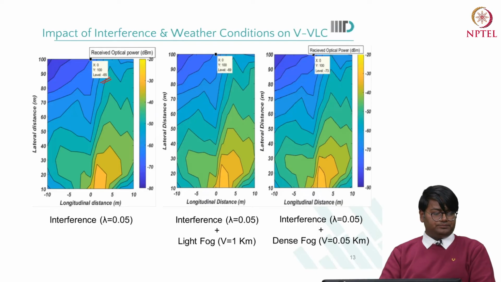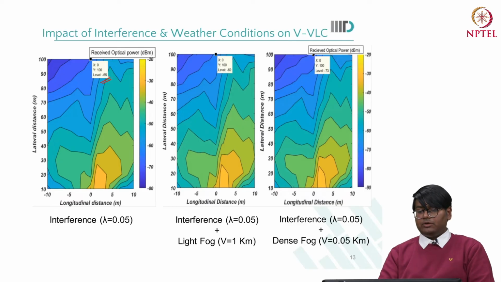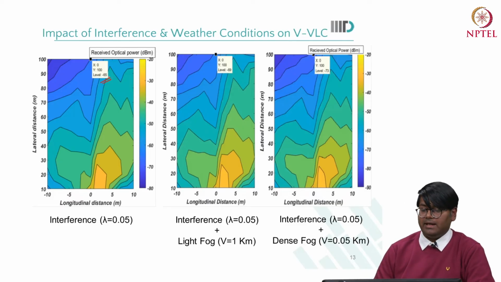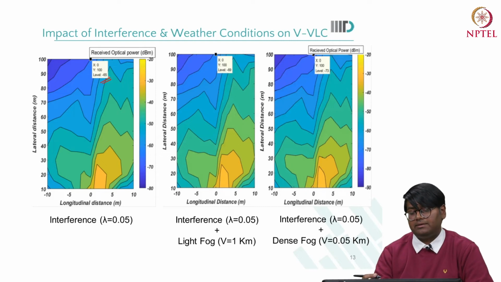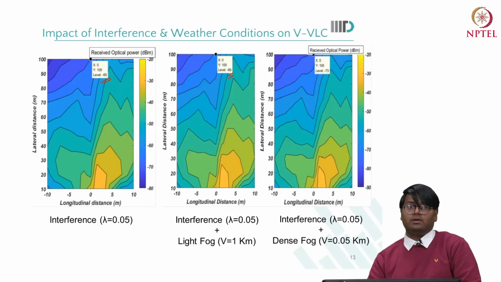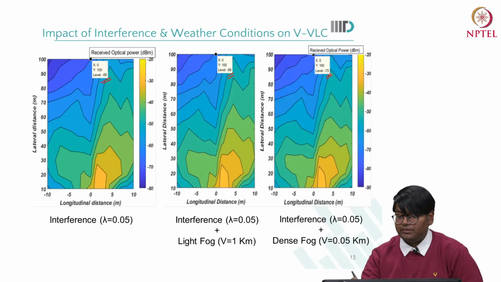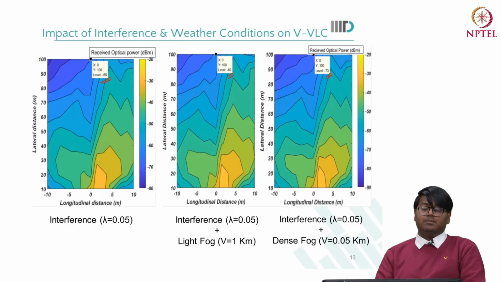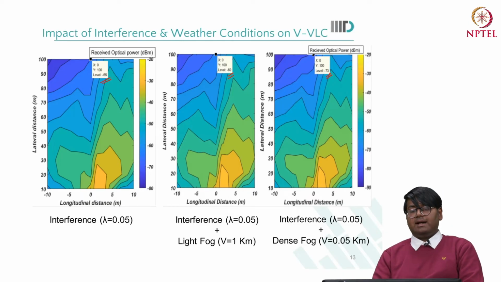One can observe that when we consider the impact of light fog as well as the interference, the average optical received power at a distance of 100 meters reduces to minus 69 dBm. And when we consider dense fog and interference on the radiation pattern of this vehicular VLC headlamp, it drops to minus 73 dBm. So we can easily see the impact of fog conditions and interference on the headlamp radiation pattern.